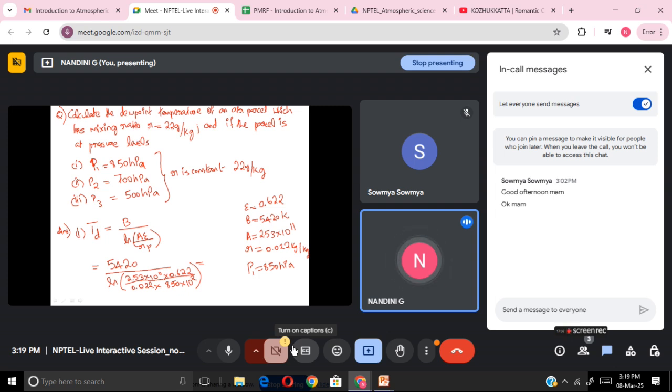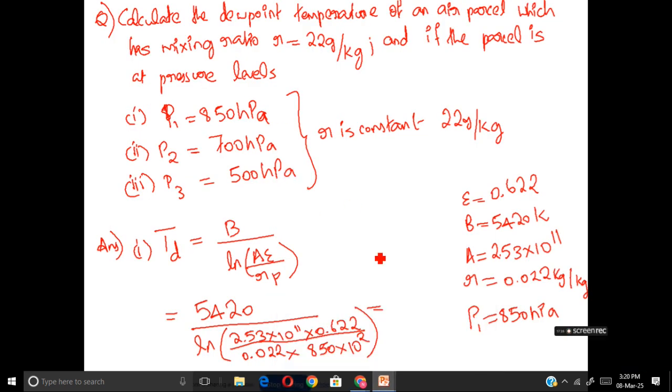Did you get how much it is coming? Yeah, 297 Kelvin. So the answer will be 297 Kelvin or 24 degrees Celsius.